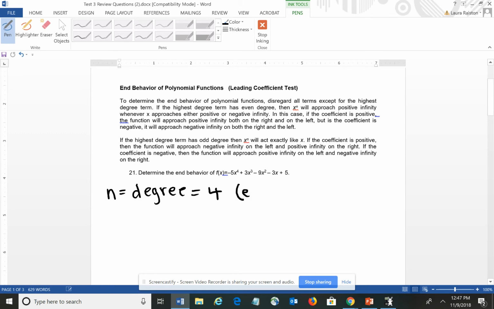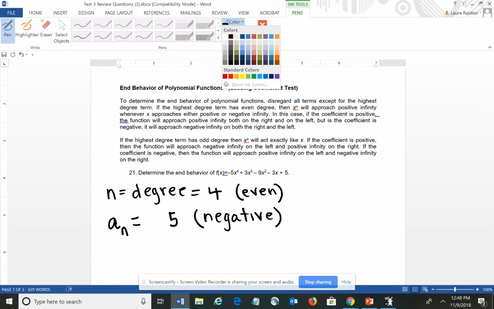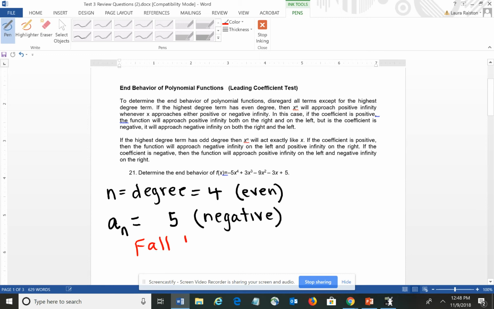and 4 is even, and my leading coefficient, which we denote by a sub n, the number in front of that x to the fourth, is a negative 5, which is negative. So I have an even degree. My leading coefficient is negative. So verbally, I know that my graph is going to fall left and right.